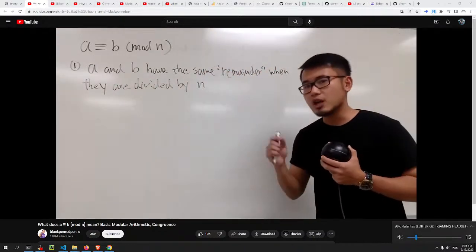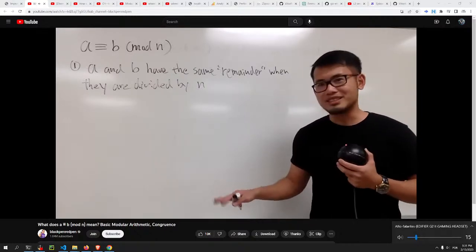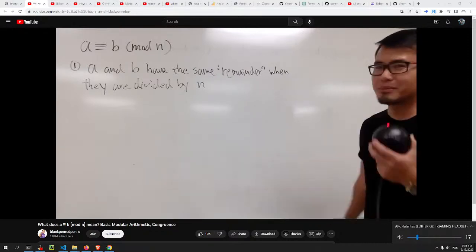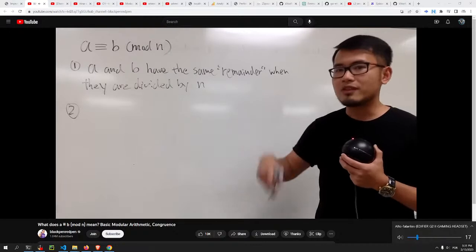And by the way, n shall be a positive whole number greater than 1. So 2, 3, 4, 5, and so on. Do not ever say n is equal to 1. Mod 1 kills everything. Don't do that. You're pretty much just killing all the math, killing all the number theory. So don't do that. Okay, so this is the first way to interpret this notation. A and B have the same remainder when we divide A by n and when we divide B by n. So that's the first thing.